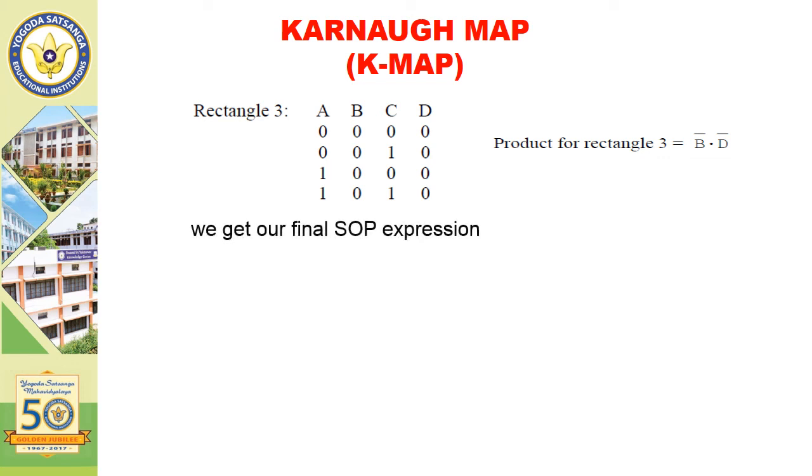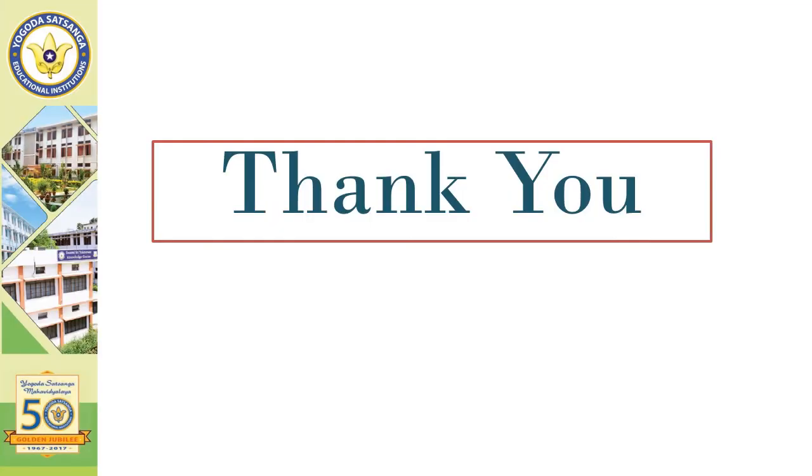We get our final SOP expression as follows: we must write these 3 rectangular results with a plus between them. We find the final SOP as A dot B bar plus A dot C plus B bar dot D bar. Thank you.